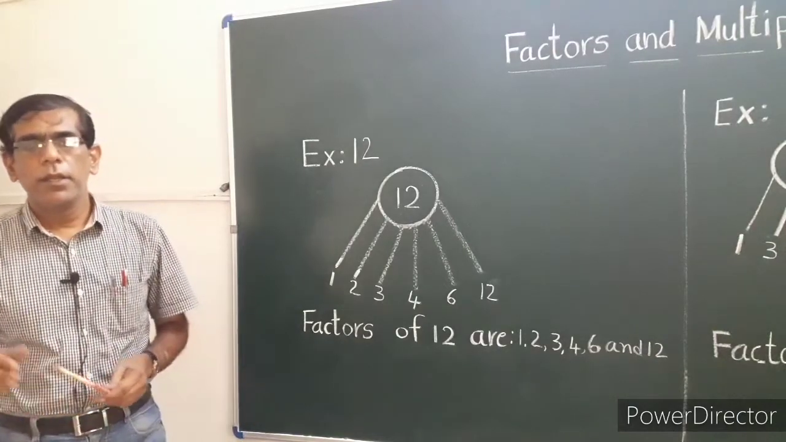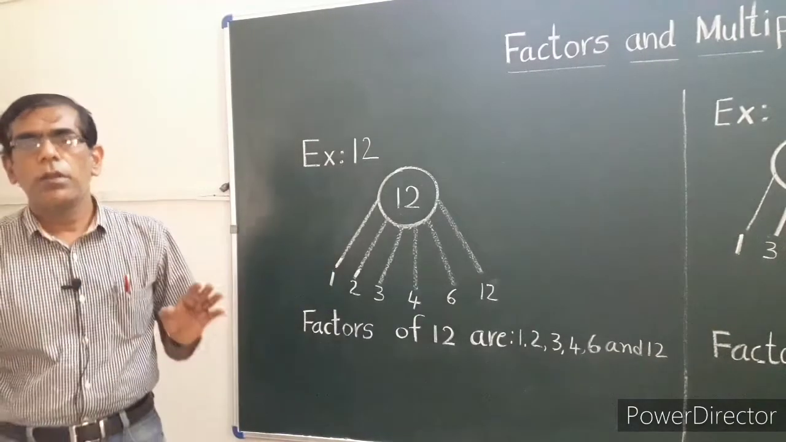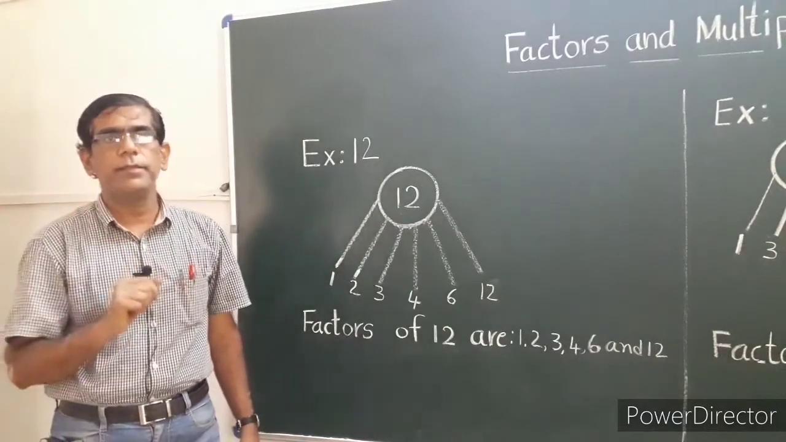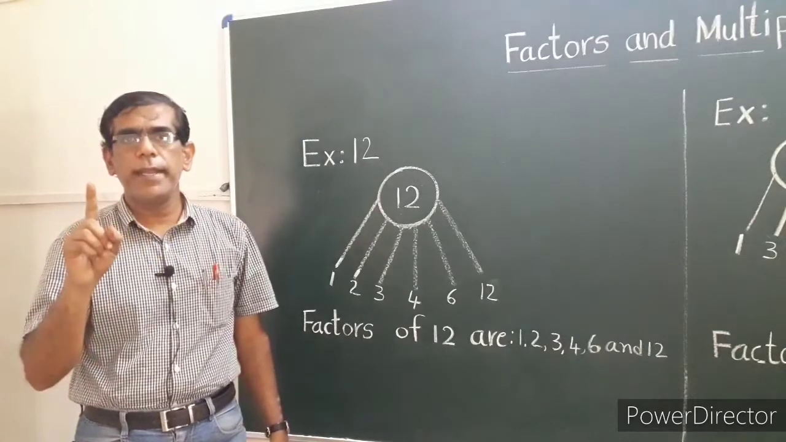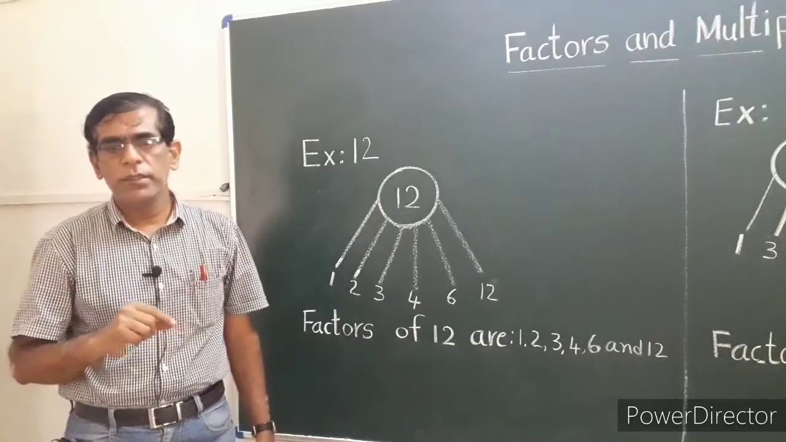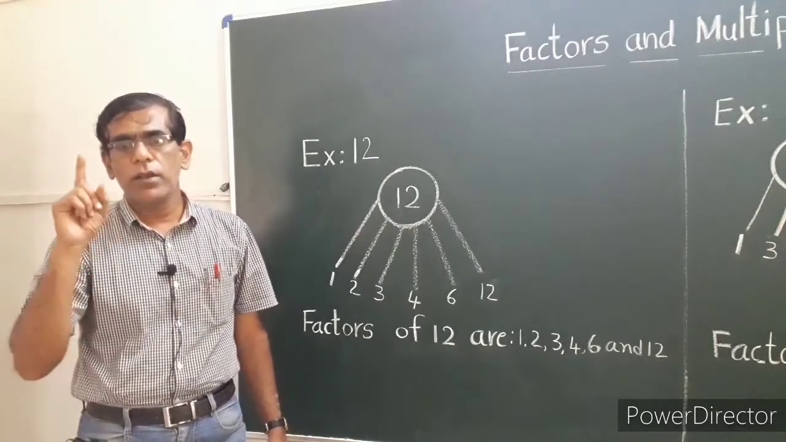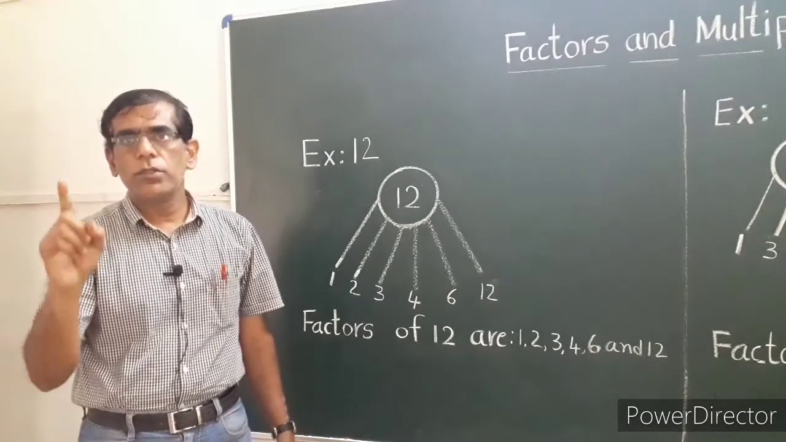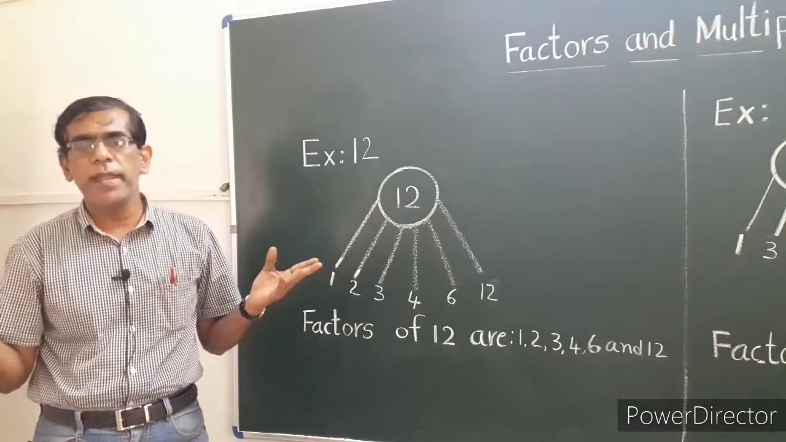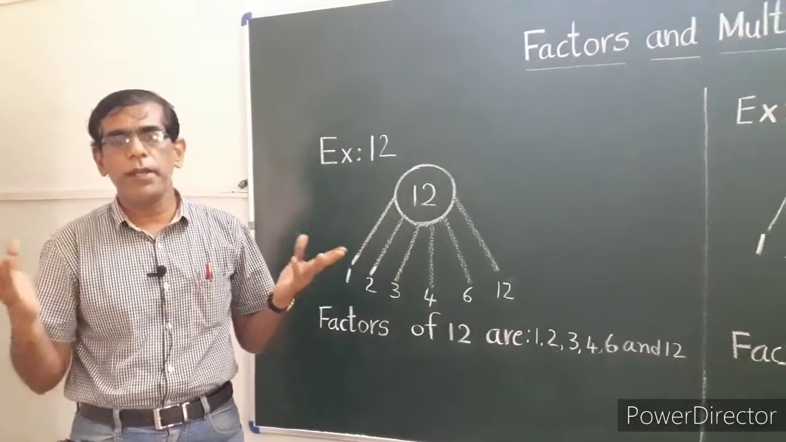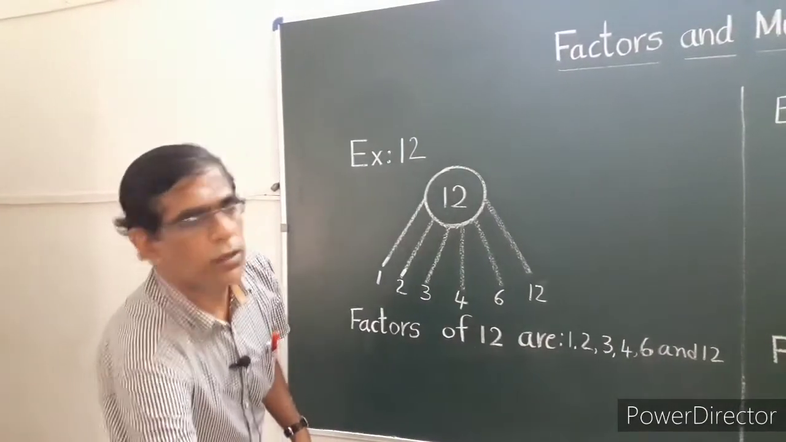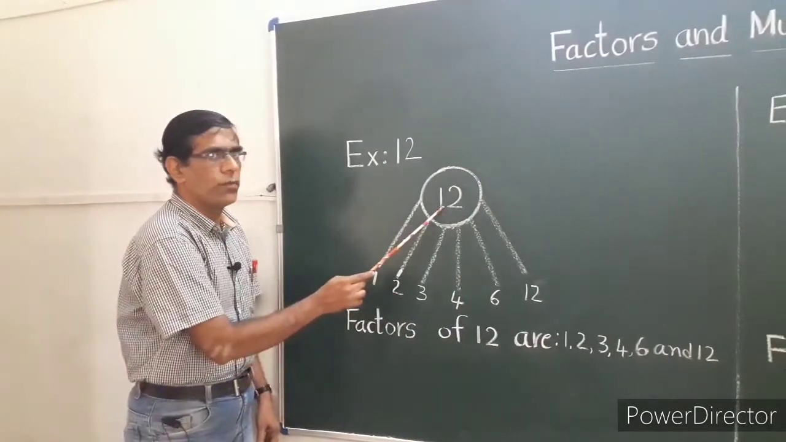Now I give 2 chocolates per child. So 12 divided by 2 is equal to 6. This time 6 children got chocolates. Here no chocolate remains. Then we say 2 is a factor of 12.